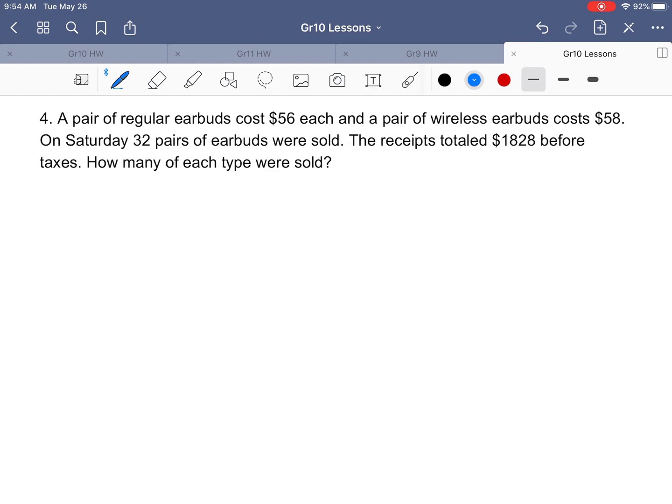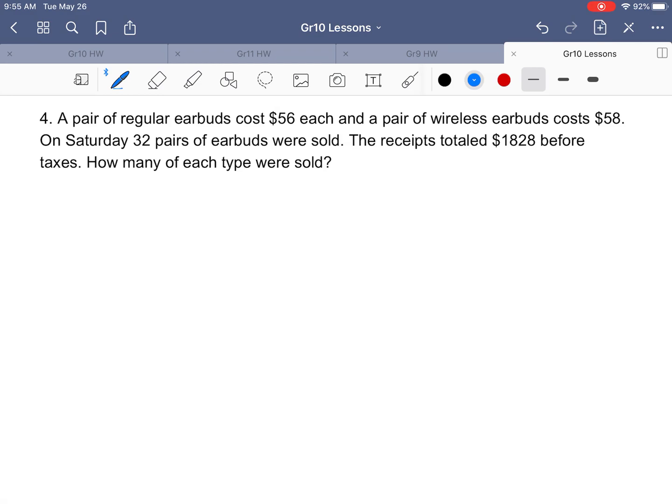In our first question, we have a pair of regular earbuds that cost $56 each and a pair of wireless earbuds that cost $58 each. On Saturday, 32 pairs of earbuds were sold. The receipts totaled $1,828 before taxes. How many of each type were sold?